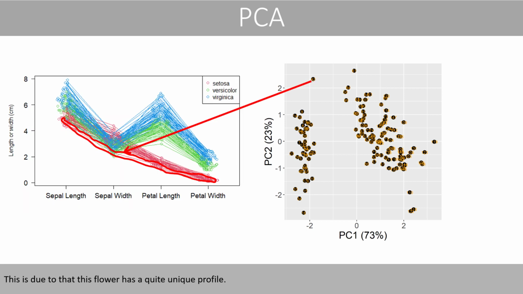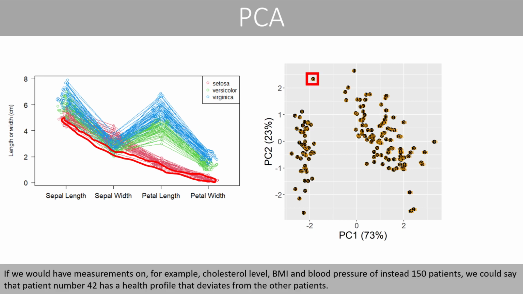This is due to that this flower has a quite unique profile. In comparison to the other setosa flowers, it has a relatively short sepal width. If we would have measurements on, for example, cholesterol level, BMI and blood pressure of instead 150 patients, we could say the patient number 42 has a health profile that deviates from the other patients.